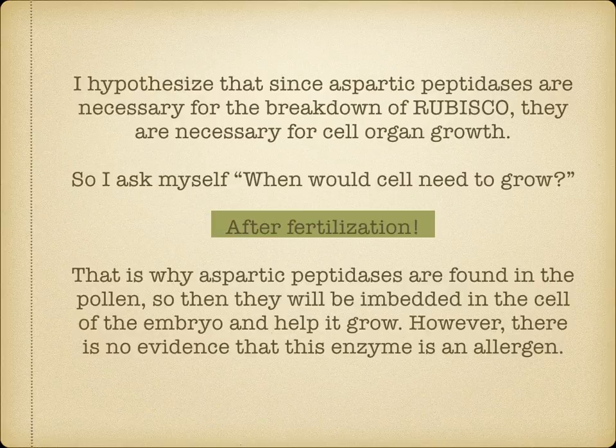I hypothesized that since aspartic peptidases are necessary for the breakdown of rubisco, they must also be necessary for cell organ growth. But when would a cell need to grow? And the answer to that is after fertilization. We have a seed, and it needs to grow into a new healthy plant. That is why aspartic peptidases are found in pollen, so then they will be embedded into the embryo and help it grow. But just because these enzymes may be found in pollen is not conclusive evidence that they are allergens.